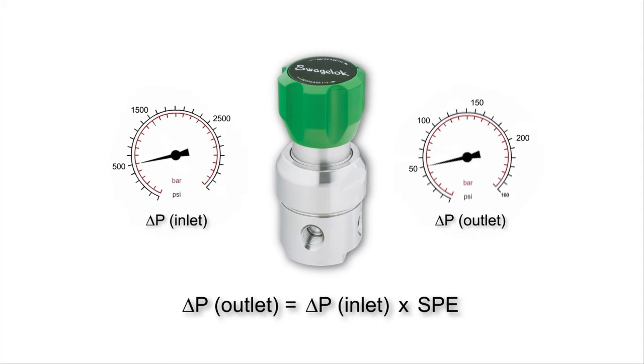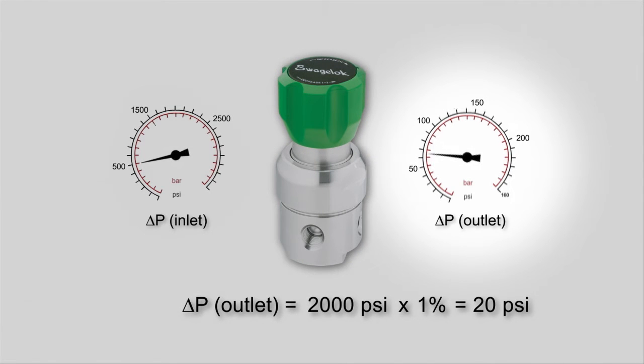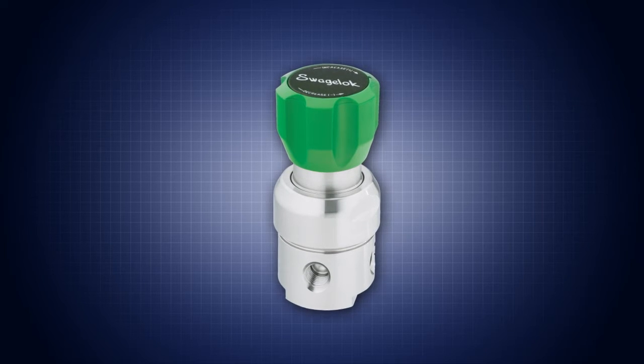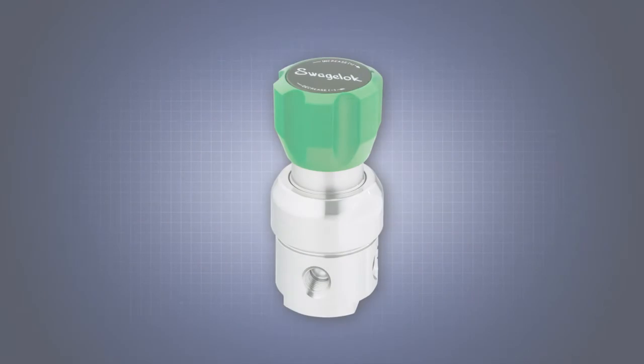For example, for a regulator with a supply pressure effect, or SPE, of 1%, as a cylinder empties from 172 bar to 34 bar, or 2500 psig to 500 psig, the regulator's outlet pressure will increase by 1.3 bar, or 20 psig. One of the most common types of regulators is a spring-loaded pressure-reducing regulator.